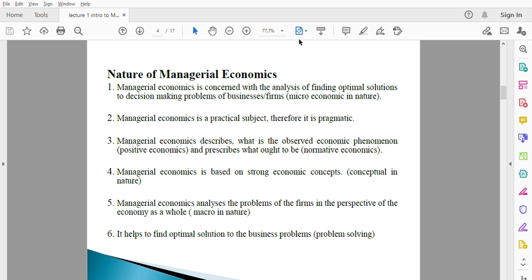Lastly, it helps to find optimal solutions to business problems. So it is problem solving.